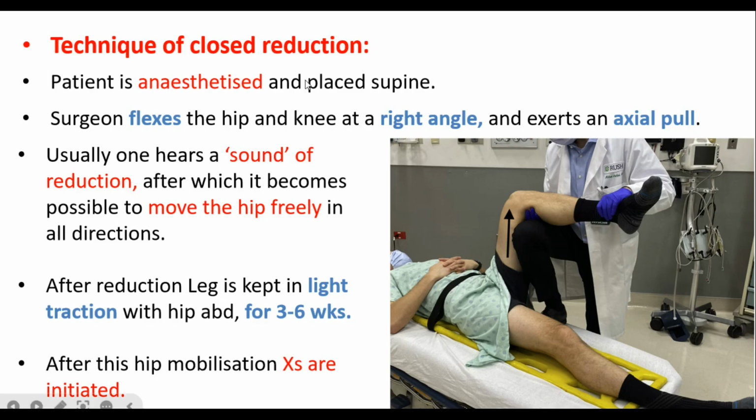After this reduction, the leg is kept in light traction with the hip in abduction, because before the reduction, the hip was in adduction. Now we'll do the opposite of that. After reduction, the hip will be kept in slight abduction under light traction for 3 to 6 weeks. After that, hip mobilization exercises will be initiated. So this is all about closed reduction.